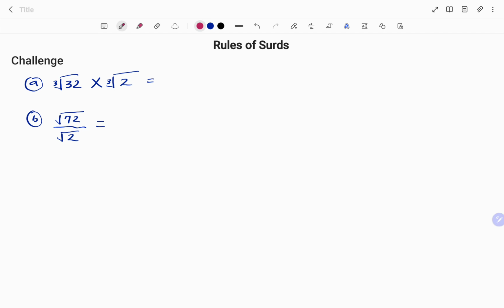If you check this, applying the rules of surds, because they both have cube roots, I'm going to put them under the same cube root, and that will be 32 times 2. This is the same as cube root of 64, and that will give me 4. In the second example, because they're both square roots, I'm going to say 72 divided by 2. This is square root of 36, which is equal to 6.